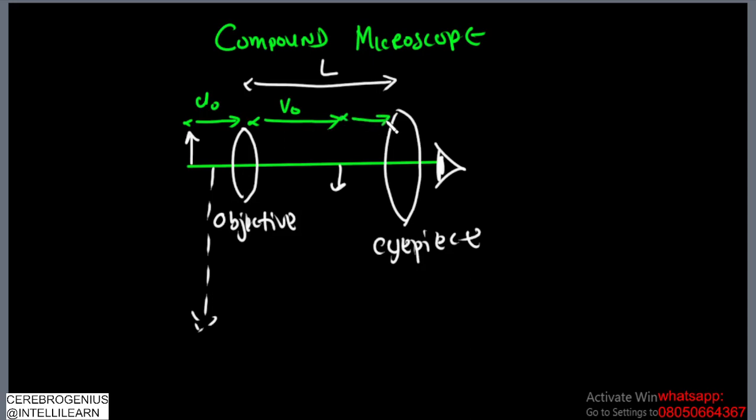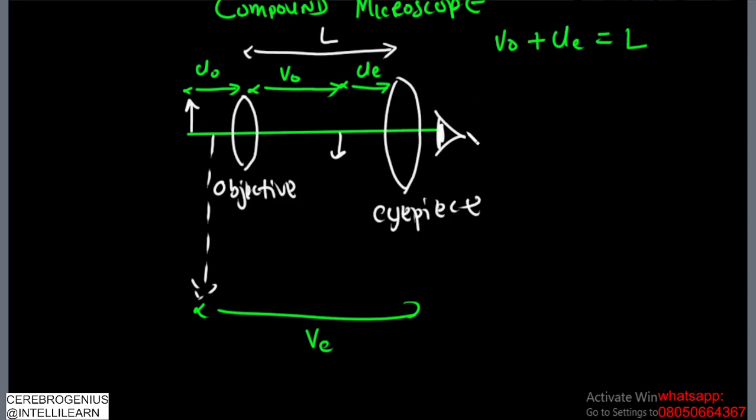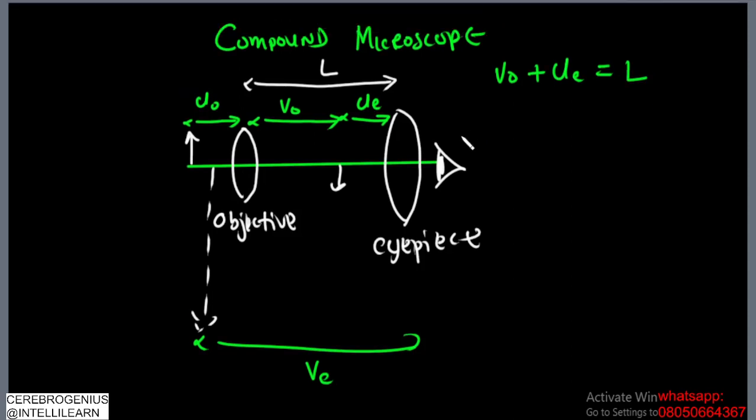Then this is the distance of the image from the eyepiece, but this image is now an object for the eyepiece. It's now serving as a new object for it. So this is going to be U for the eyepiece, ue. Then this distance is going to be V for the eyepiece, ve. So those are the definitions that we have. Then we should know that vo plus ue is equal to the length of the microscope. With this, we will be able to determine some of the functions of the compound microscope.